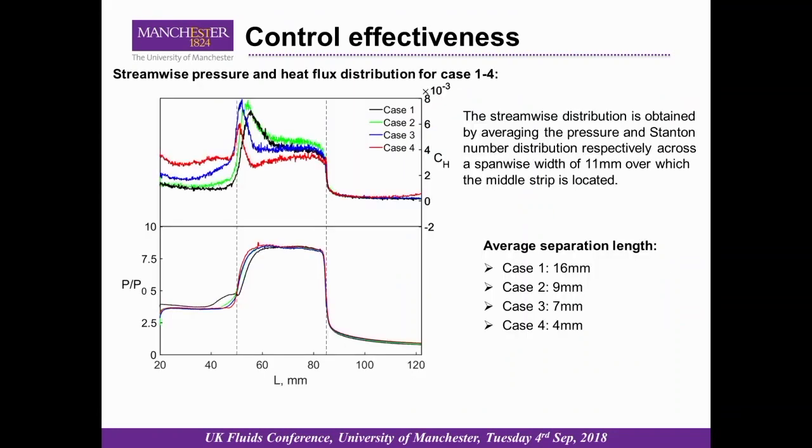So the separation length for case 1 to case 4 can be calculated by the criterion I just talked about. From case 1 to case 4, the separation length is 16, 9, 7, and 4 mm. So it gets smaller and smaller with the control of riblets.